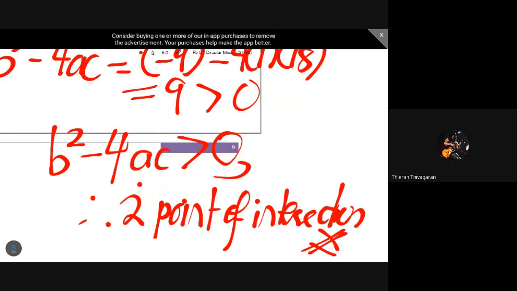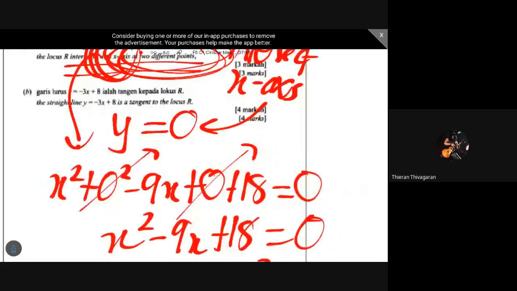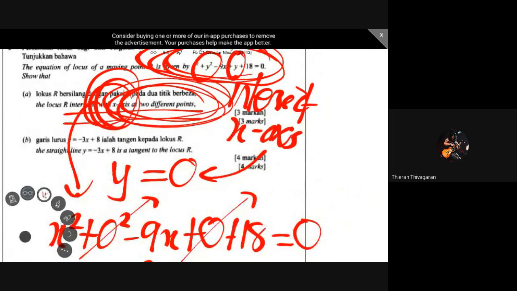Or you can use the method like what Keshav said, factorize. Okay, factorize your quadratic equation. You will also get 2 x values. 2 x values mean 2 points of intersection lah. Benda yang sama. Okay, so how about the next question? Let's see. This one, tangent, guys. Tangent sentuh berapa titik? Can you tell me? How many points does a tangent touch? 1. Very good. Okay, correct.